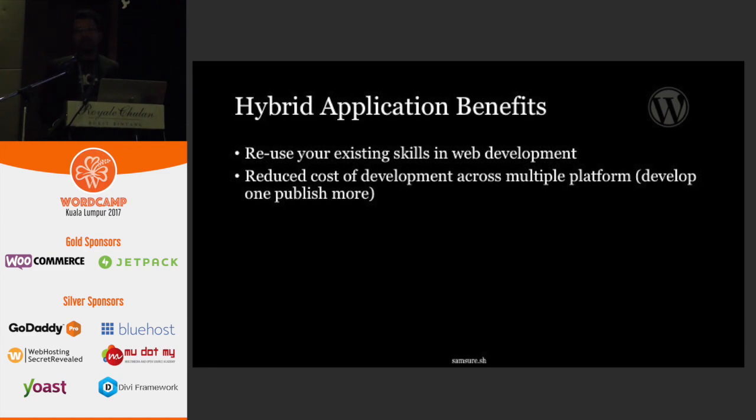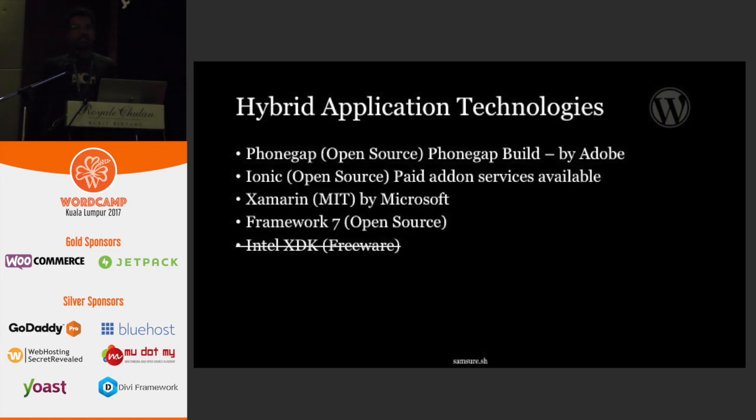But being a web developer, I'm always biased towards hybrid applications. Sometimes a native application is really suitable for your project, if you have the budget for that. So how do hybrid applications work, and how can you create your own? There are various technologies available: PhoneGap, Ionic, Xamarin, Framework 7, Intel SDK. Intel SDK is one of my favorite tools to build applications, but it's deprecated. It's end of life, so you can't use it anymore. Intel is not supporting it, not injecting any money in there.